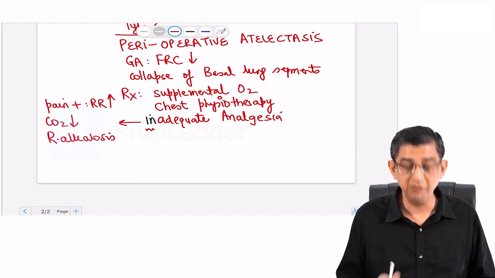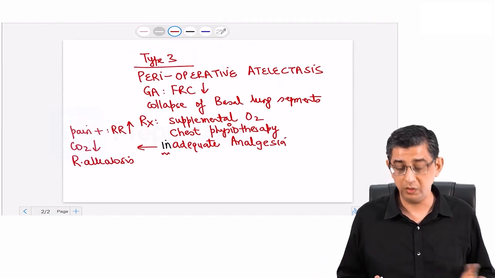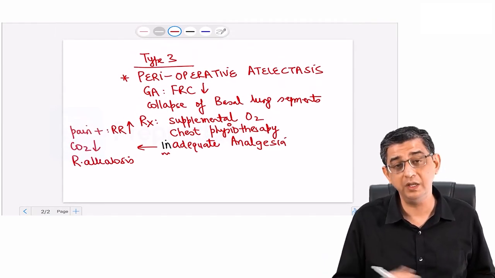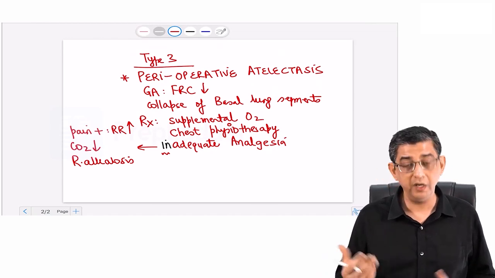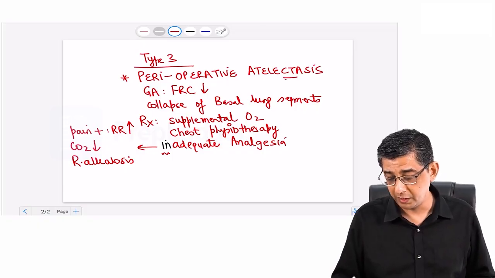So you can see that there could be various factors contributing to type 3 respiratory failure. It could be one, age of the patient, it could be obesity that could be concomitant, it could be inadequate analgesia. All of these three can contribute to this problem of atelectasis.